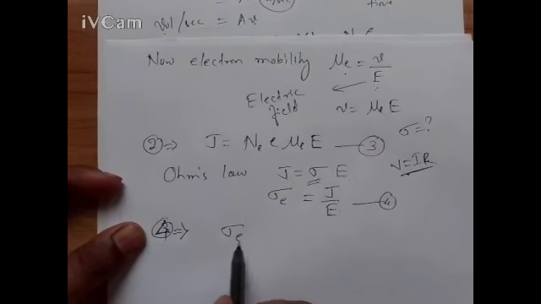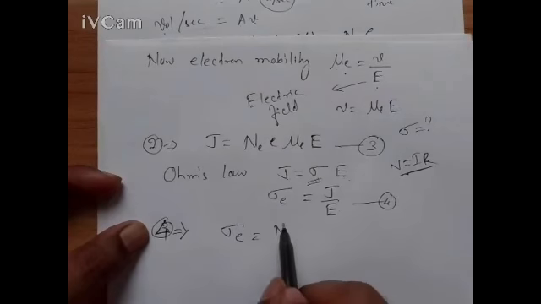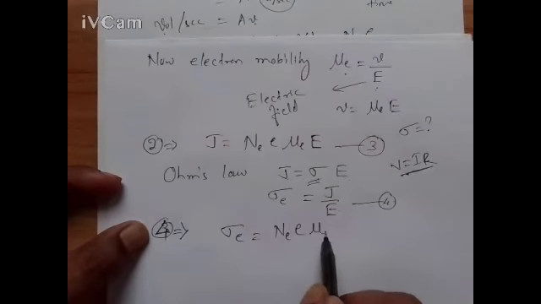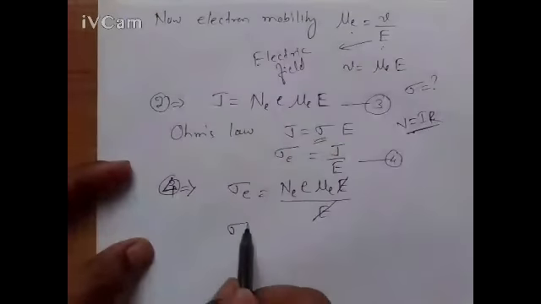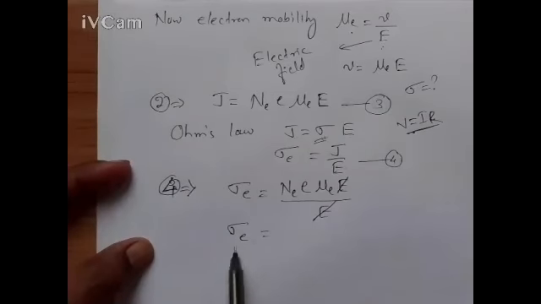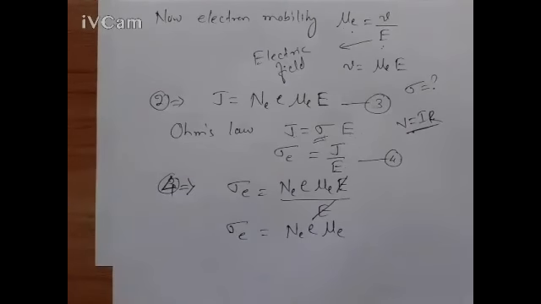Substitute the value of J. The value of J is N e E mu E into E, that whole divided by E. The E gets cancelled. So sigma E is equal to N e E mu E. This is the conductivity of the electrons, which we have found now.